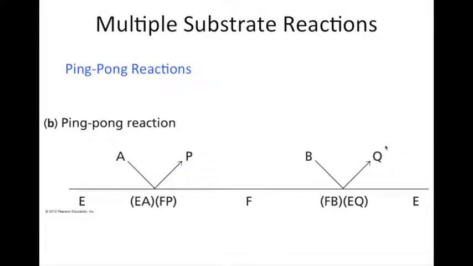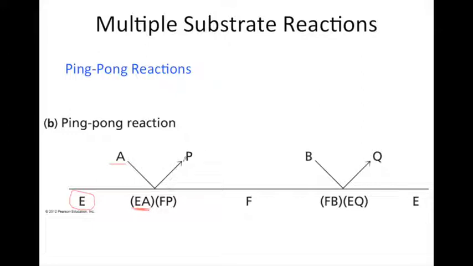And the final mechanism for a multi-substrate enzyme that we want to look at is what's called the ping pong mechanism or ping pong reaction. In this case, you start, of course, with the free enzyme, and then one of your substrates comes in, let's call that one A, and you form the enzyme A complex. So the enzyme binds to that substrate.